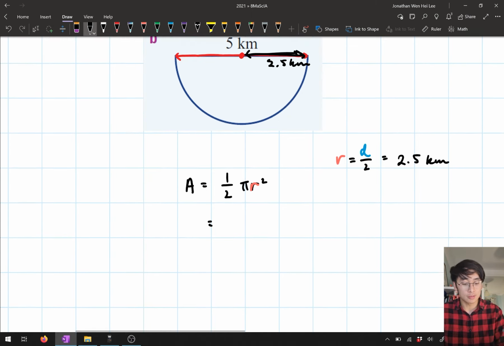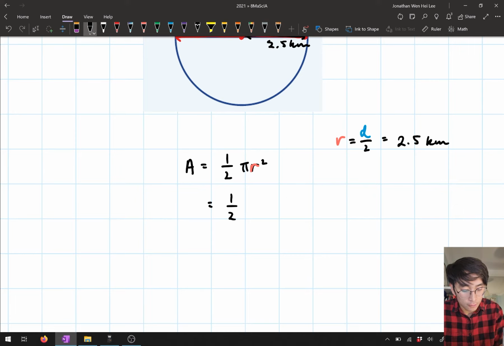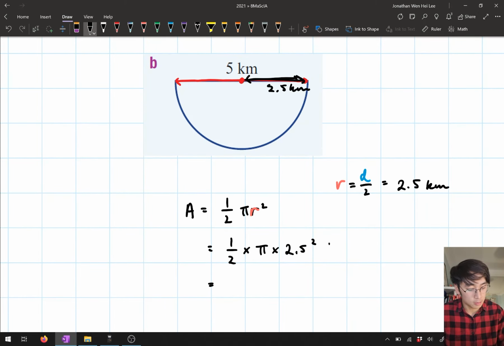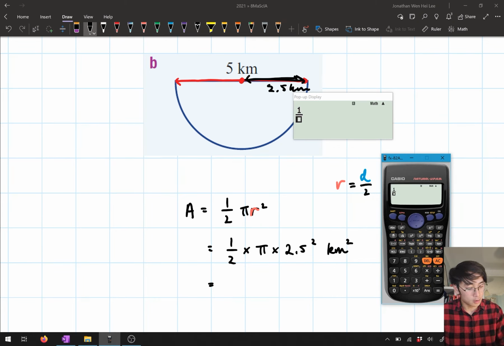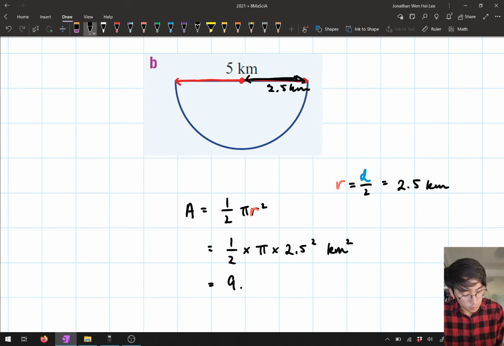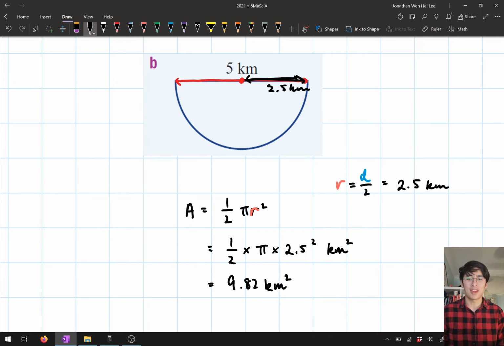So now that I've done that, I can substitute this all into my formula. So here I've got half times pi times 2.5 squared. And here, because the measurement's in kilometers, it's going to be in kilometers squared. Okay, and so here I can check this in my calculator. I've got 1 over 2 times pi times 2.5 squared. So we get 9.82 kilometers squared. So there we go.